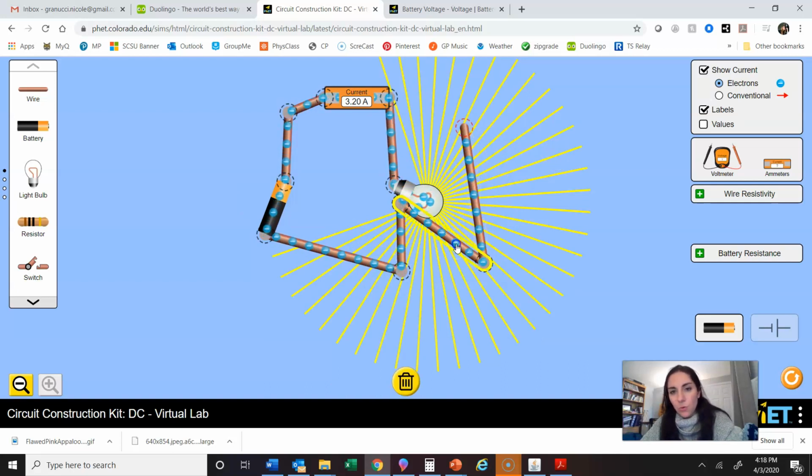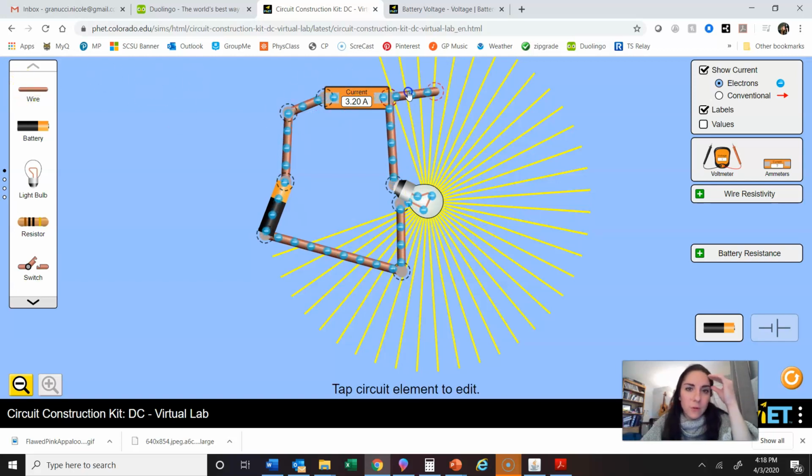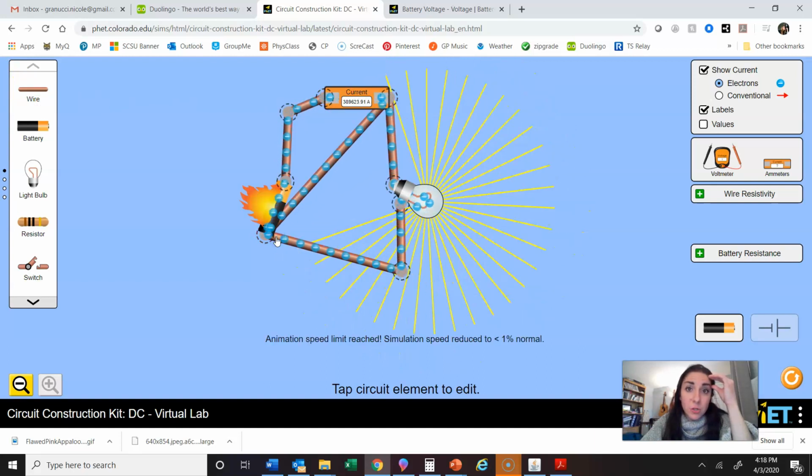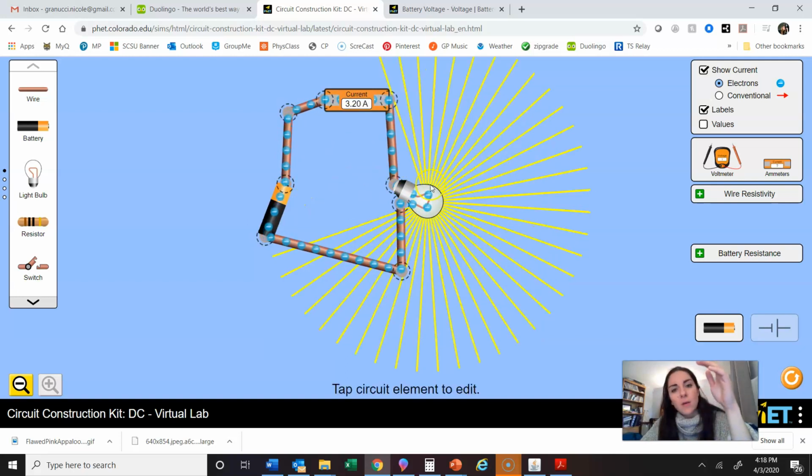Sometimes circuits are just old, and maybe a piece of it falls, a wire, and instead of going through the light bulb, maybe the current goes here. And this is another short circuit. So this is a circuit short. But that's what happens when you don't have the resistance here.